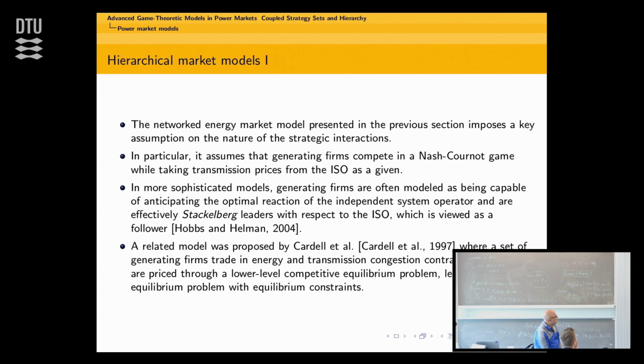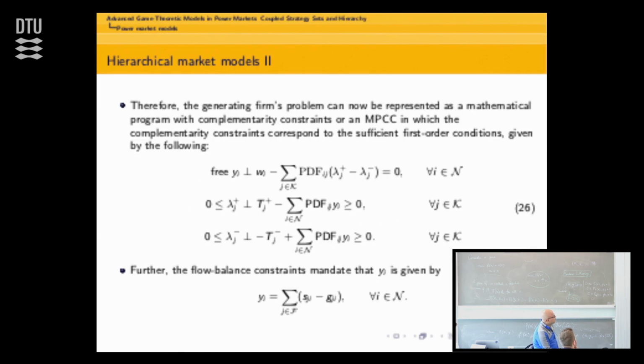Right? So this was seen in the work by Hobbs and Hellman, and a related model was presented by Cardell, Hitt, and Hogan in '97, where the generating firms trade in energy and transmission congestion contracts. And these contracts are priced through a lower level competitive equilibrium problem, resulting in an EPEC. Okay, there were multi-leader, multi-follower games before, but this was one of the few instances where they actually tried to solve it.